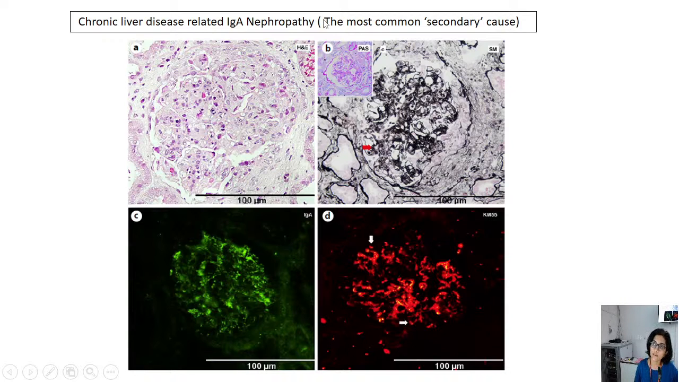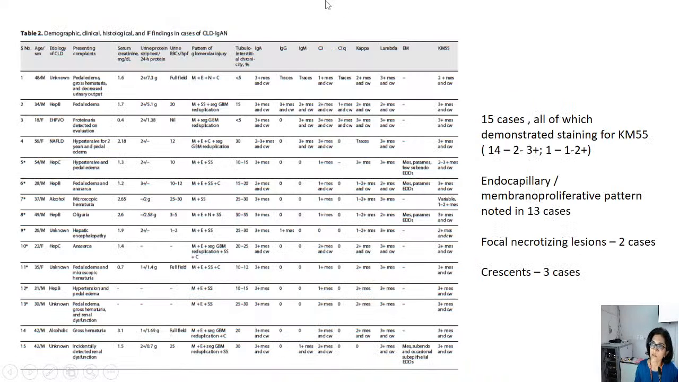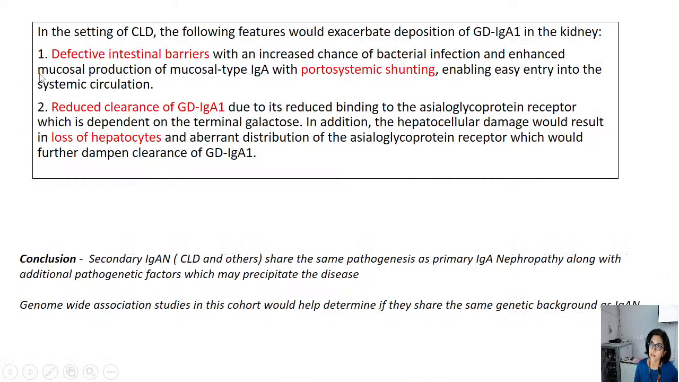Now, the CLD-related IgA, I just want to spend a minute on because it's considered to be the most common secondary cause. We consider patients of chronic liver disease to be very predisposed to IgA nephropathy. On histology, they do have subtle histological differences. They tend to be more proliferative. You can get endocapillary and membranoproliferative patterns. You may get crescents. But if you look at the staining pattern, again, we see that there is definitely galactose deficient IgA there. And we put up a cohort in collaboration with another center in Delhi, 15 cases, all of which stained for KM55, even though they had subtle histological differences on the biopsy. Now, why would patients of CLD also show a similar look as IgA nephropathy?